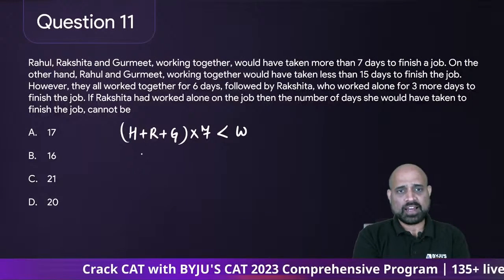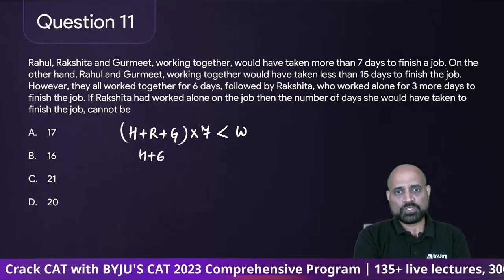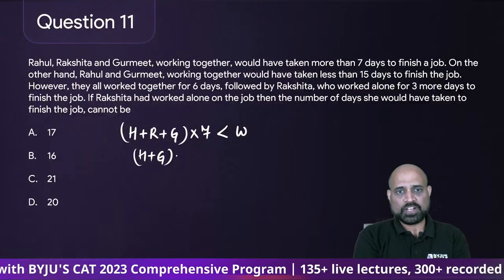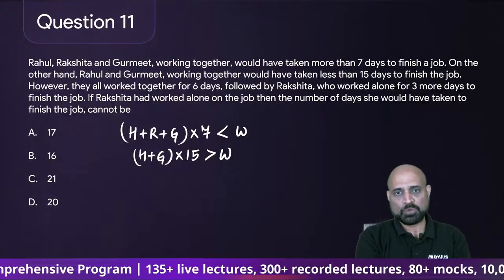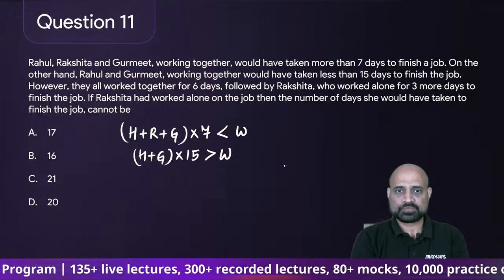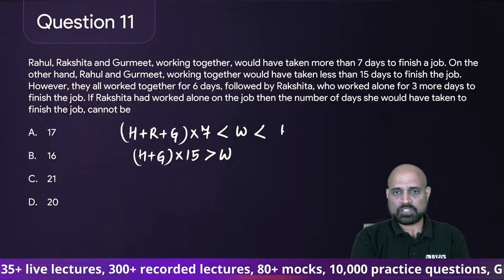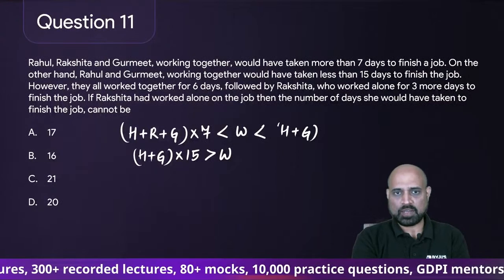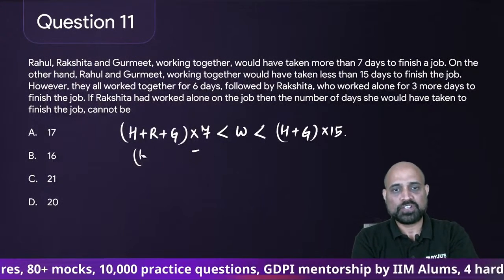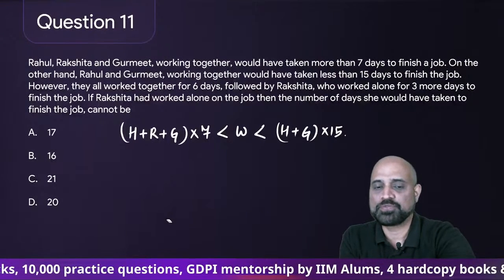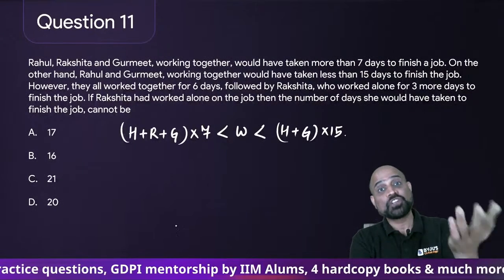On the other hand, Rahul and Gurmeet together would have taken less than 15 days. यानी 15 days में more than W करेंगे. Right? So मैं इसको ऐसे लिख देता हूँ. Let's club both of them and let's rewrite it like this. Because in 15 days से कम में if they finish work, so in 15 days they will definitely finish more than that.